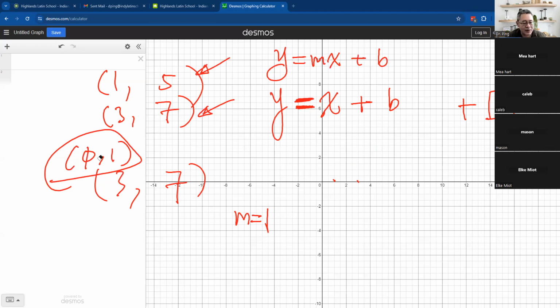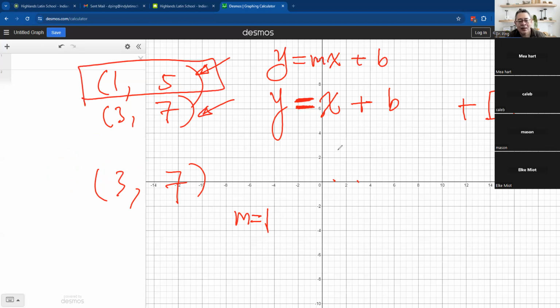So let's see. Because either point is good, we just pick the easier one. That means when x is 1, y has to be equal to 5. On the left-hand side, y is 5. On the right-hand side, y is 1 plus b. So therefore, b is equal to 4. Now, our function will be y equals x plus 4.